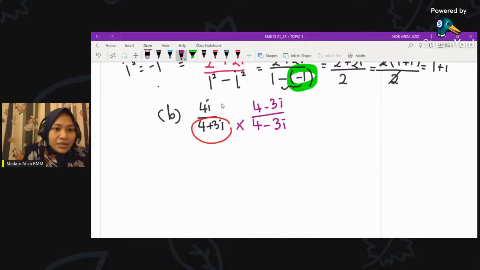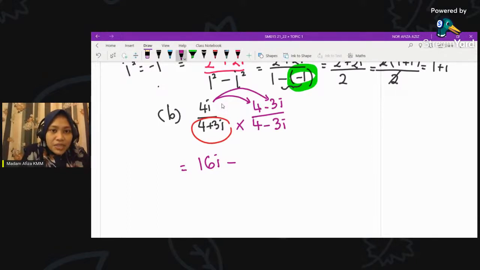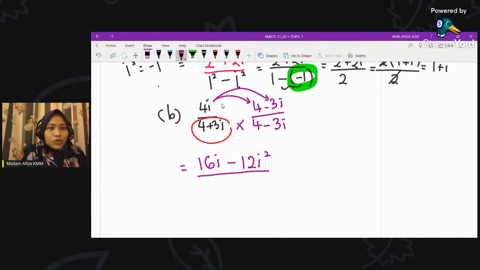Okay, and then we will expand the numerator. First, we have 4i times 4. So we'll get 16i. Next, we have 4i times 3i. Here we have a negative sign, so we put negative. And then 4i times 3i. We multiply the numbers first: 4 times 3 is 12. And then i times i, which is i squared. Divided by the multiplication of the conjugates over here.